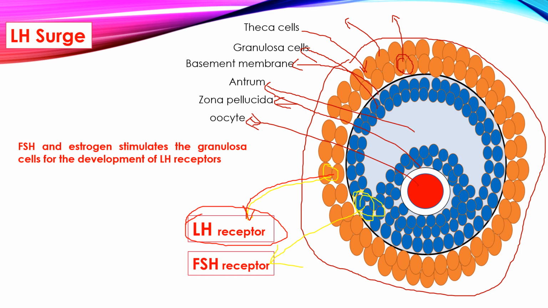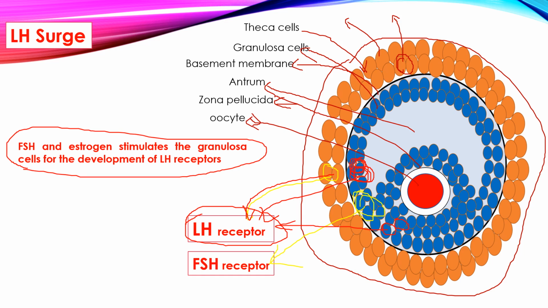So when the follicle is close to ovulation, the granulosa cells slowly develop receptors for LH. That is very interesting. The granulosa cells during folliculogenesis do not show receptor for LH, but when they are close to ovulation, these granulosa cells now express receptor for LH, and this expression of receptor is stimulated by the FSH and estrogen in the pre-ovulatory follicle.